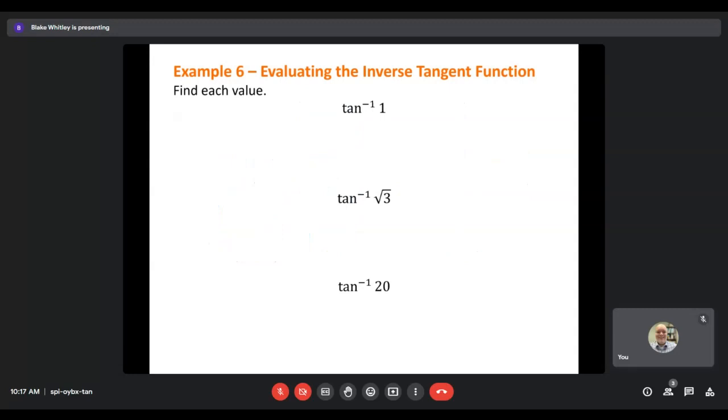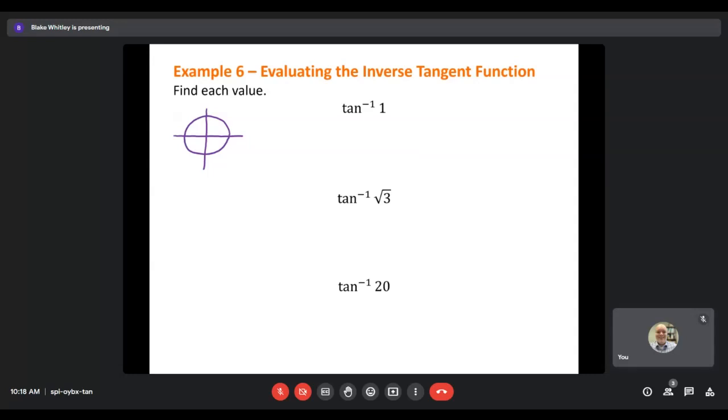All right, so let's see if we can find each of these values now. So we want the inverse tangent of 1. Now remember, with tangent, we're looking at the y value over the x value. So we've got to think about, on our unit circle, if I were to divide the y value by the x value, where would that be equal to 1?